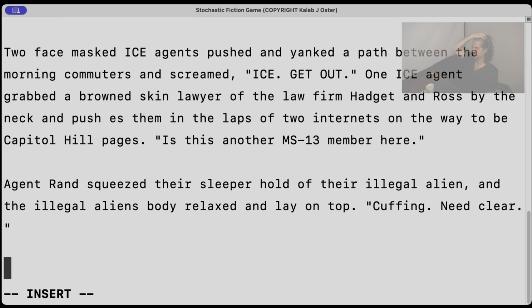Agent Rand squeezed their sleeper hold of their illegal alien. The illegal alien's body relaxed and lay on top. The suspected, no, just the illegal alien. They don't suspect anything. They just know, because they're part of the ice cream crew. Agent Rand squeezed their sleeper hold of the illegal alien. The illegal alien's body relaxed and lay on top. "Cuffing need clear," said Rand.